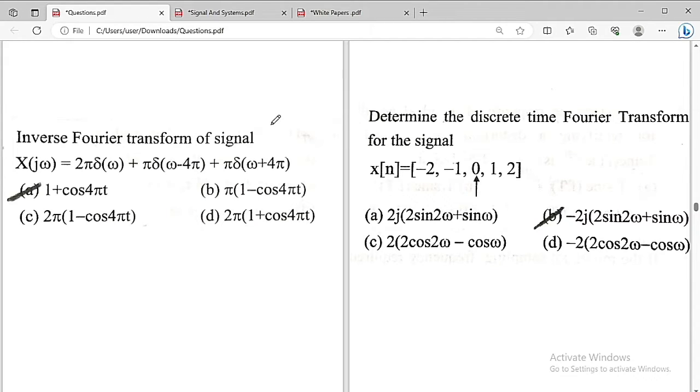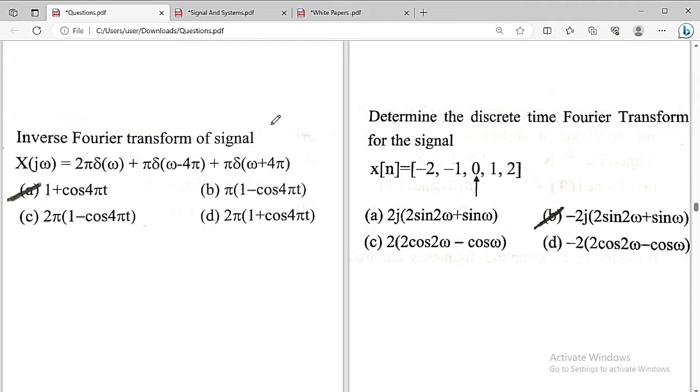The inverse Fourier transform of the signal X of j omega is equal to 2 pi delta of omega plus pi delta of omega minus 4 pi plus pi delta of omega plus 4 pi. So basically, they are given the Fourier transform of a signal, and they're asking what the inverse Fourier transform is. It is a time domain signal we need to figure out. So what is the signal expression that we need to figure out?